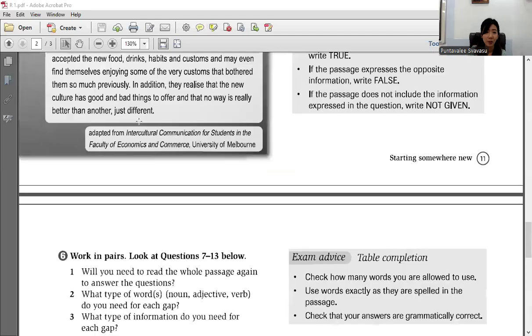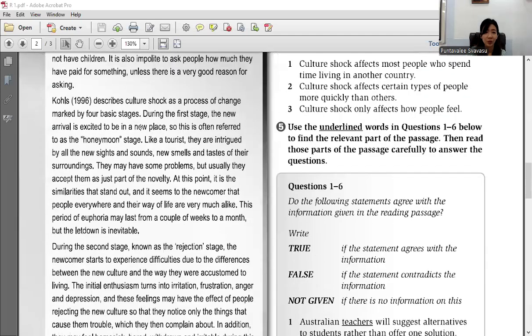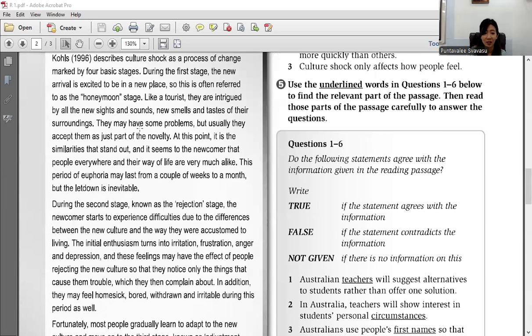So go back to the text. The first one is the name of the stage, the first stage. I would say this one is quite straightforward. It's here, refer to as. This one is like what people call it, so it's like the name. Okay, so it's honeymoon stage. So this is number 7.